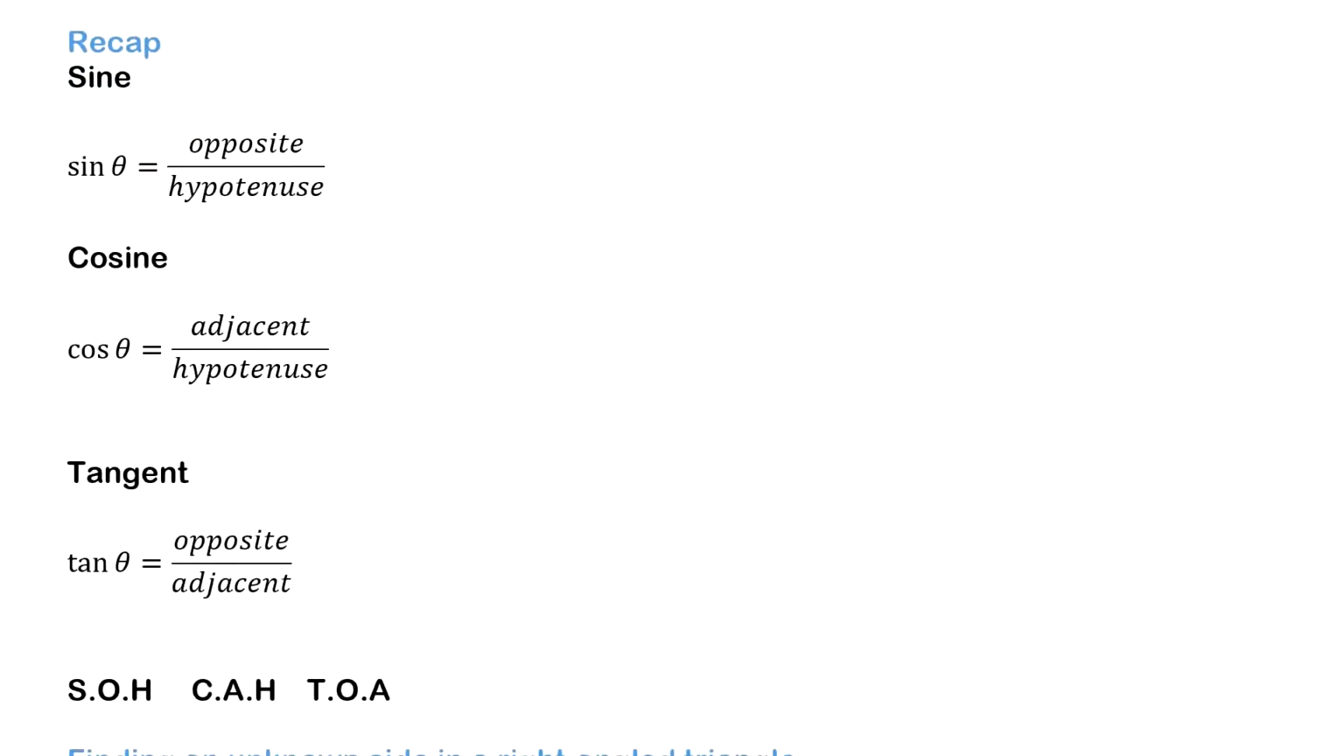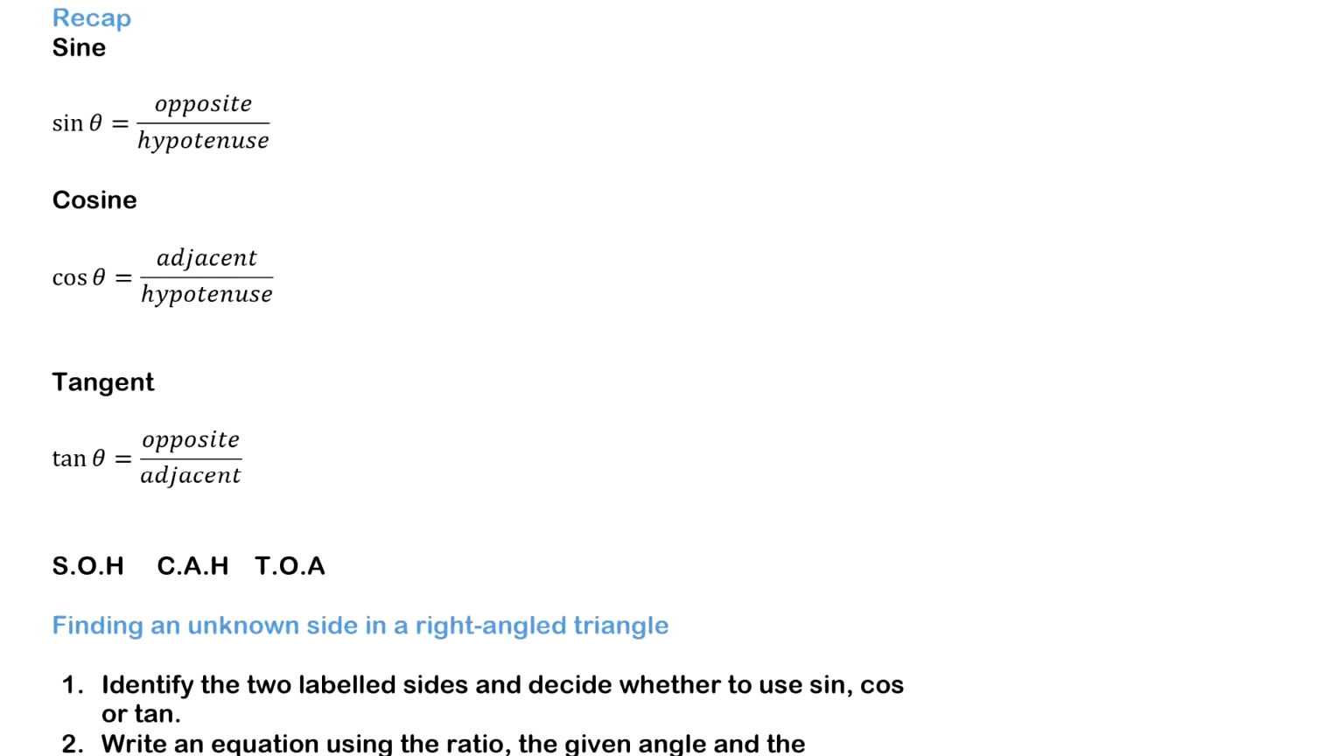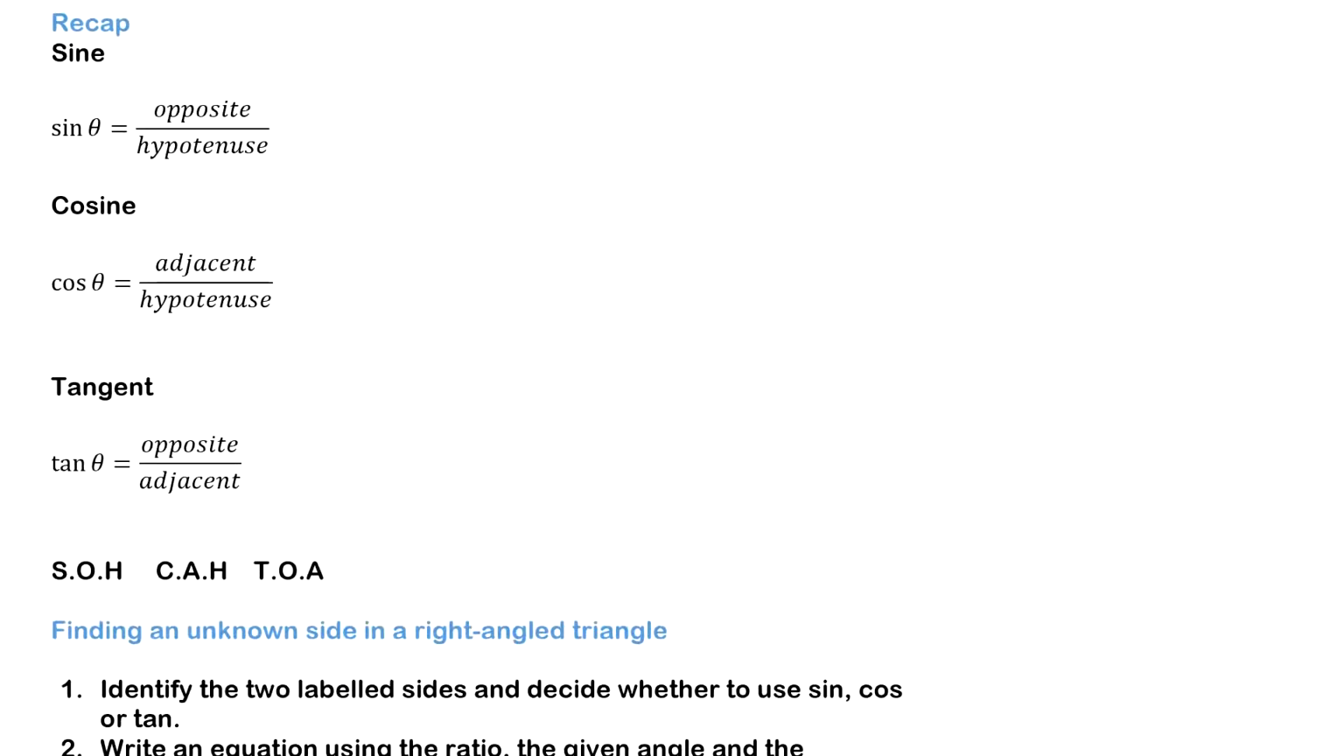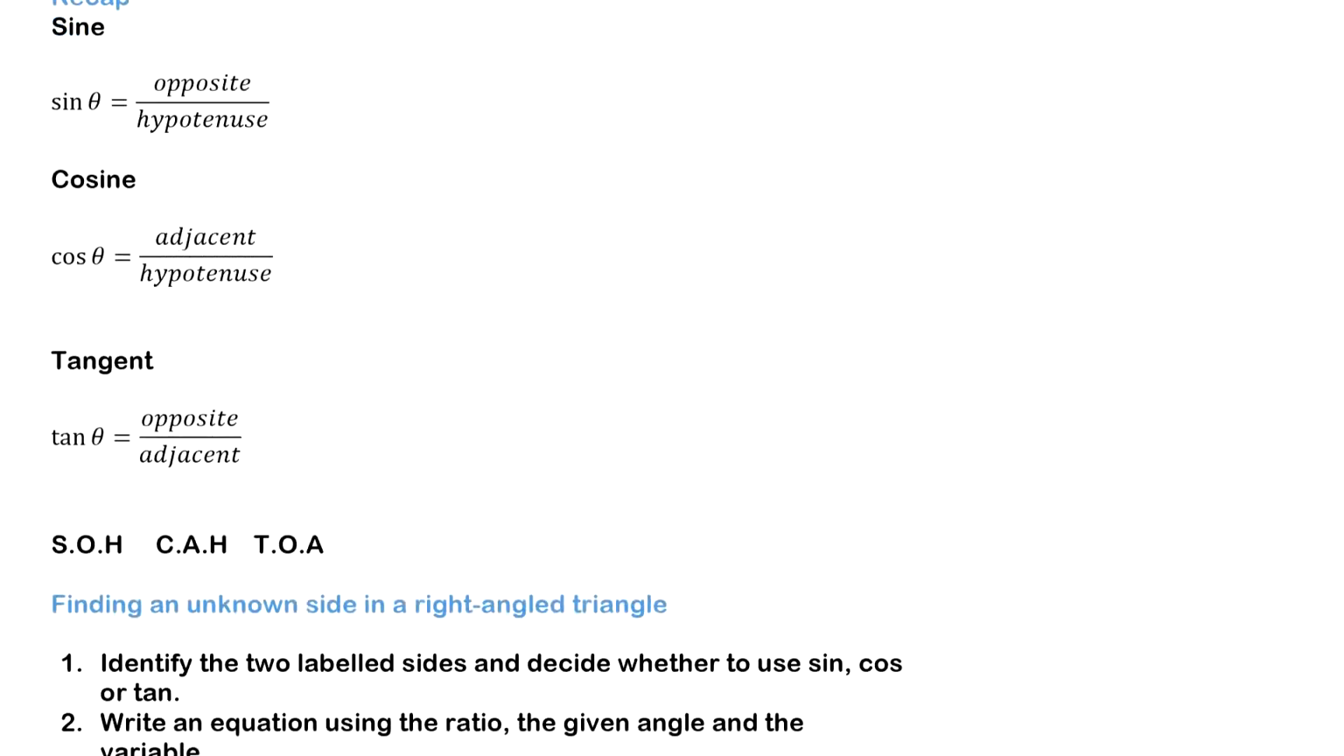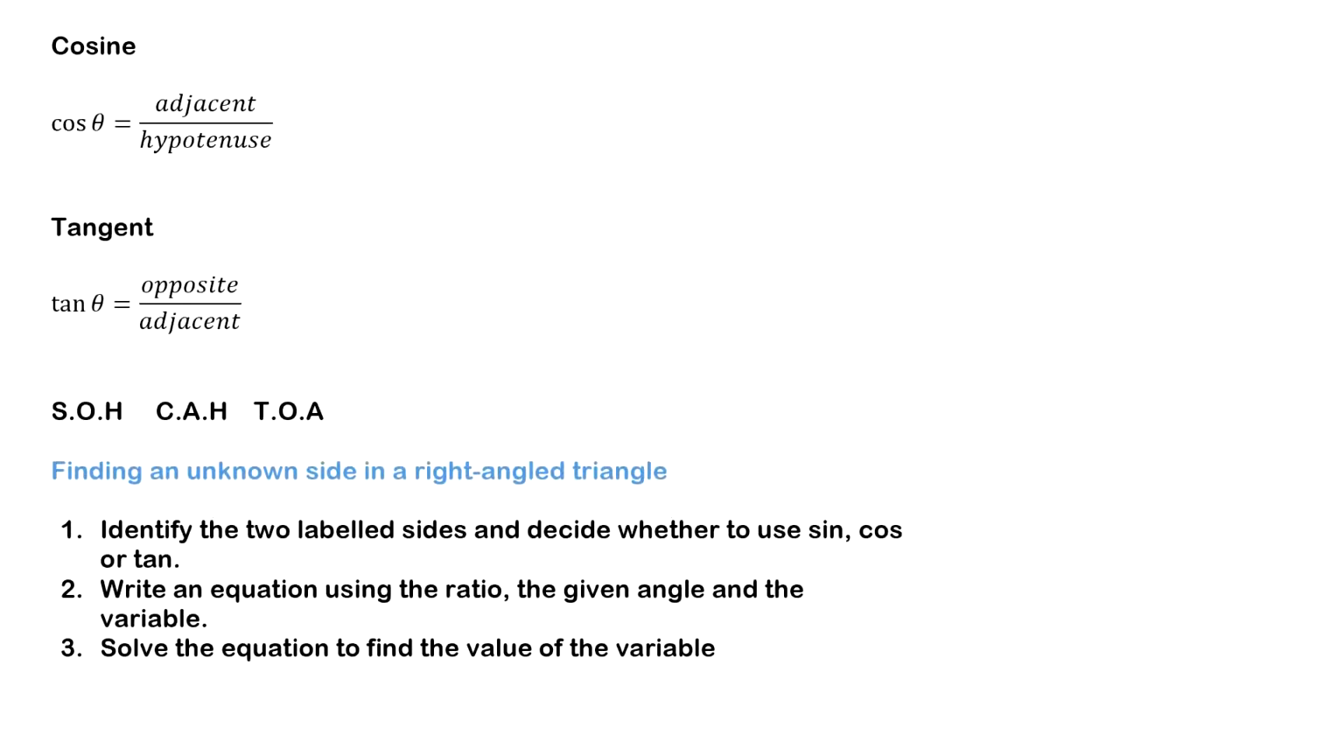Now to recap, remember you need to use your trigonometric ratios, which you can see on the screen there. Sine, cos, tan, SOH CAH TOA. And finally your steps are: you identify your sides first by finding if they're adjacent, opposite, or hypotenuse, write the equation, and solve the equation.